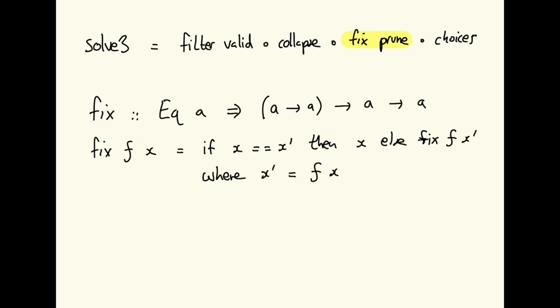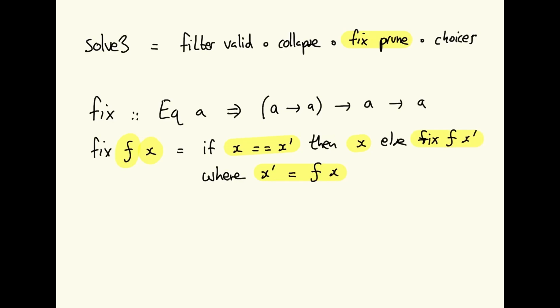So the definition is very simple. We're taking a function f that we want to iterate until it doesn't change. We're taking an input to that function, and then what we're going to do is apply the function once, first of all. So we apply the function f, and we get a new output x prime. If the output and the input are the same, that means we have found the fixed point of the function. It doesn't change anymore, and we simply give back the result. Otherwise, we're going to call ourselves with the new output and keep iterating.